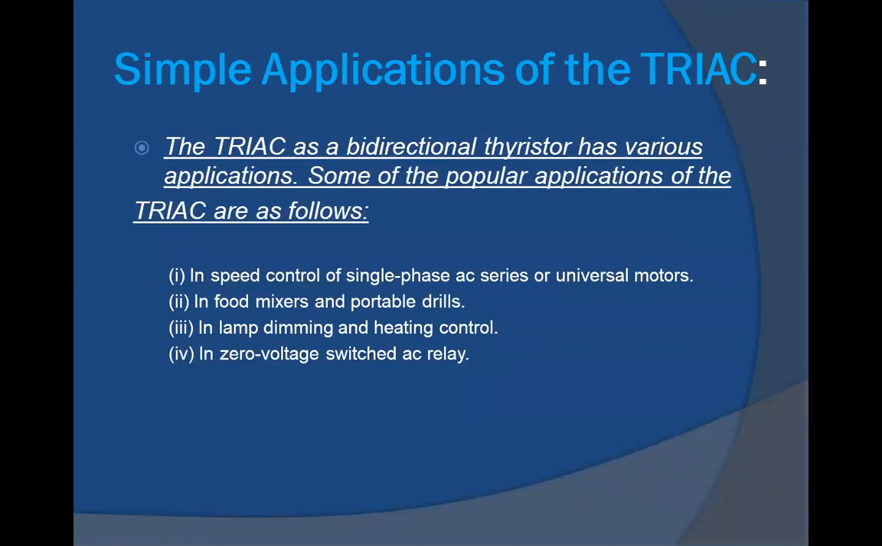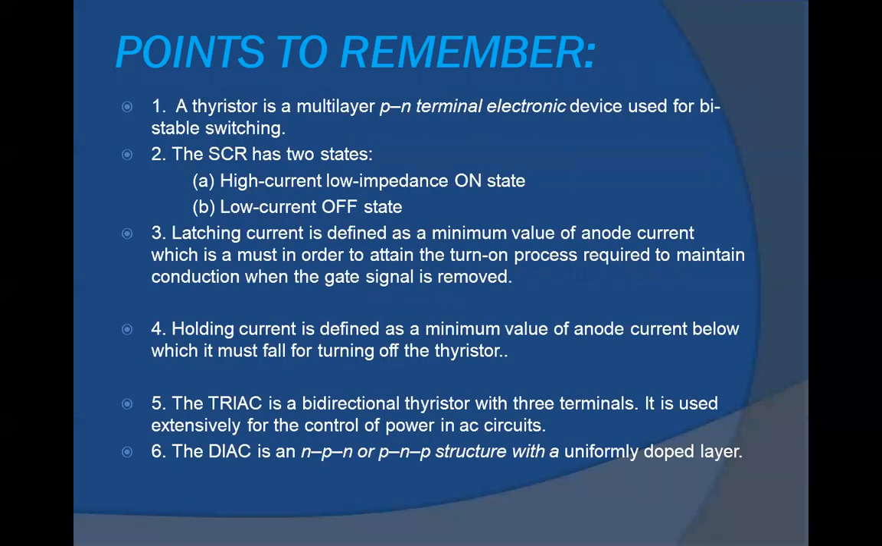So the applications of TRIAC: here TRIAC is used as a bidirectional thyristor for various applications. It can control the speed of single phase AC series or universal motors. It is used in food mixers and portable drills, and also used in lamp dimming and heating control. It is used in zero voltage switched AC relays also. These are the points to remember for TRIAC.